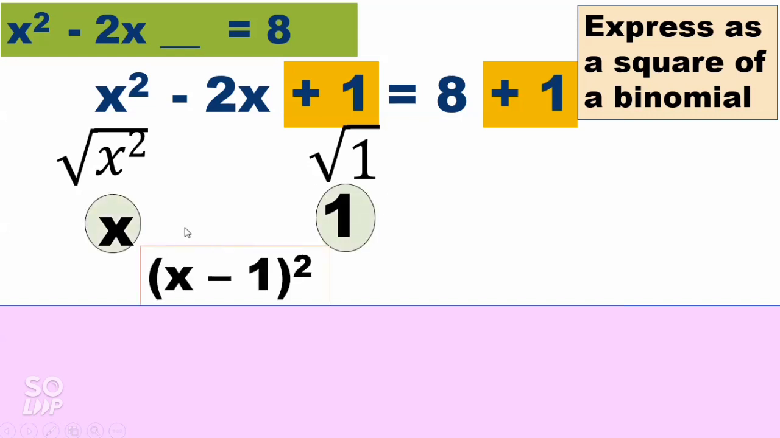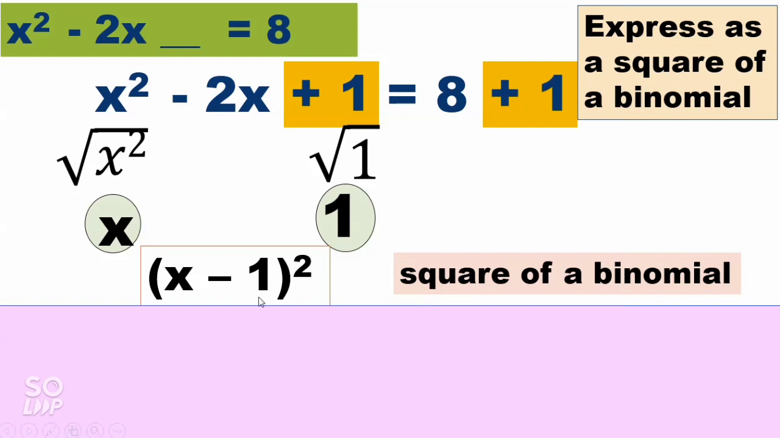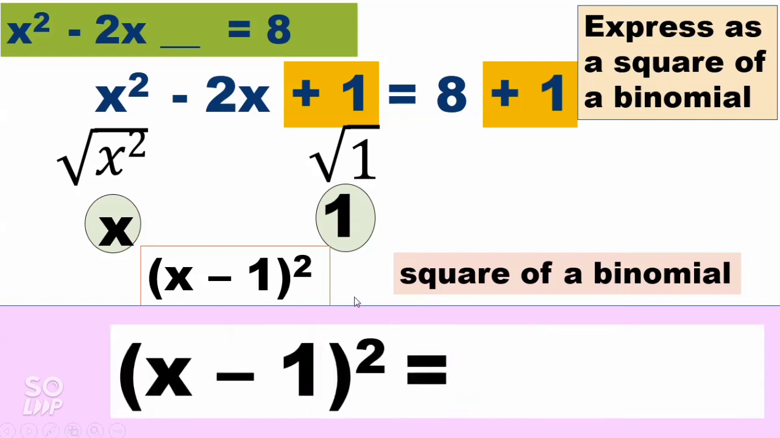Okay, kukopyahin lang natin yung x and 1. And then, square lang natin. Then, enclose with parentheses. Okay, note that yung middle term niya is negative. Kaya yung middle sign is negative. Okay, so meron na tayong square of a binomial sa left side.